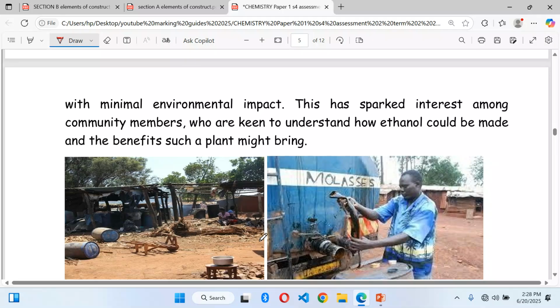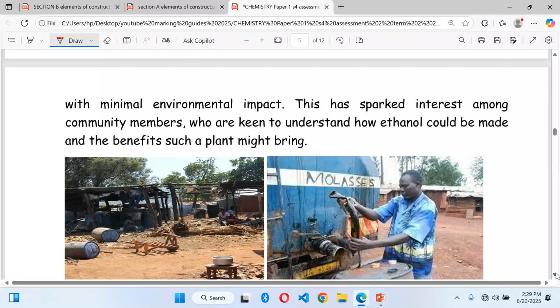So here in the picture, we are seeing some people from the village who are doing the manufacture of this alcohol, ethanol. And then here we can see a vehicle which is carrying the molasses. One thing that we are seeing here, in the problem, what they want us to manufacture is ethanol, but not ethanol from anything. Instead, it is ethanol from molasses, because molasses come from what? They come from sugar cane.